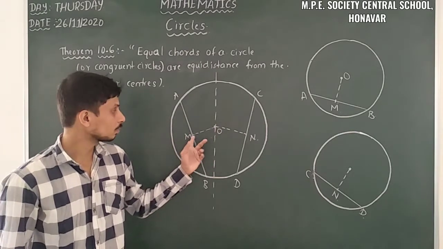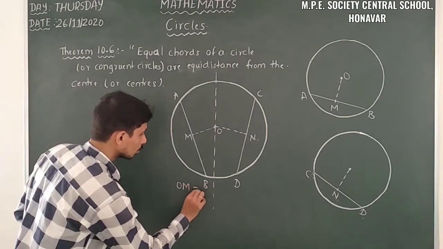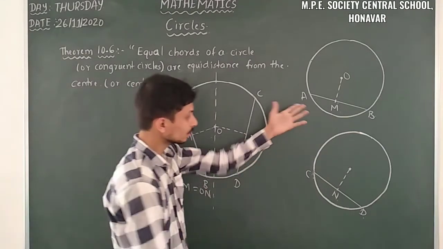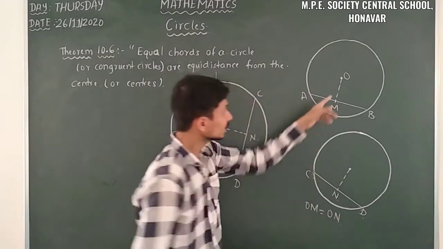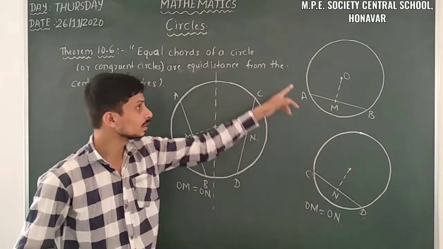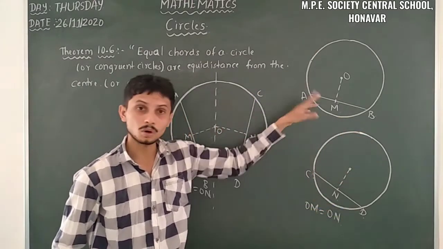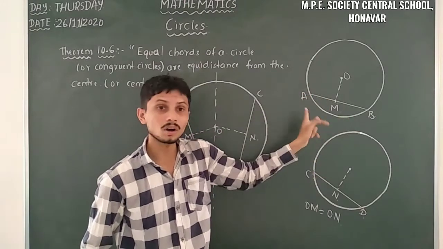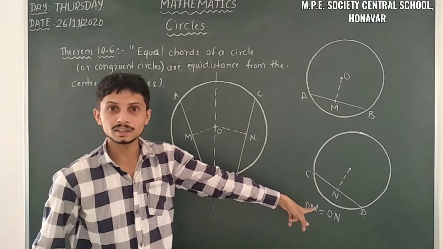So here we can take OM is equal to ON. In this case also, OM is equal to ON. But this distance is not the same. But in the case of these congruent circles, when we take chords of the same length, these distances are one and the same.